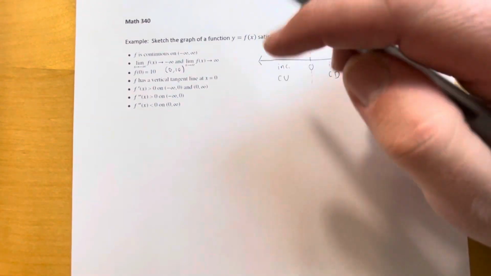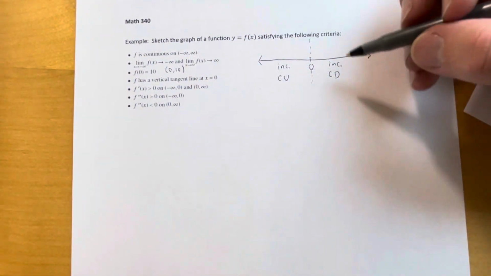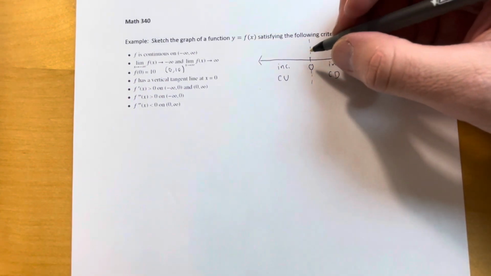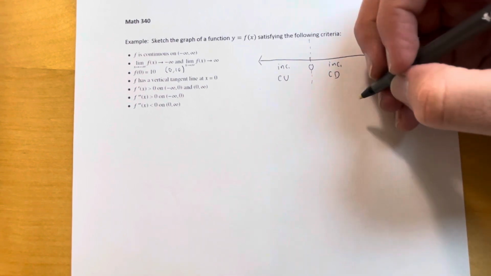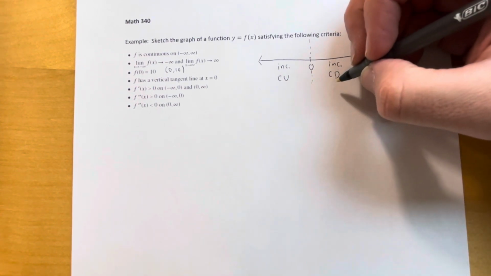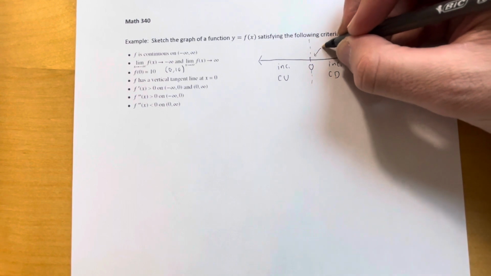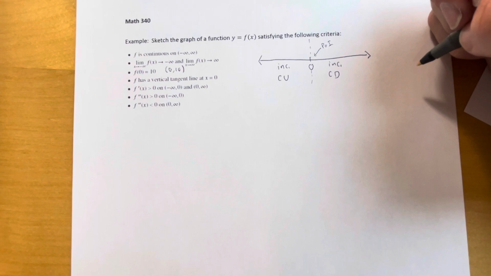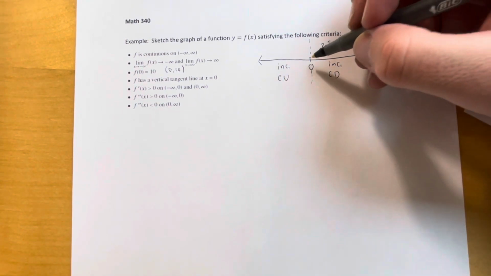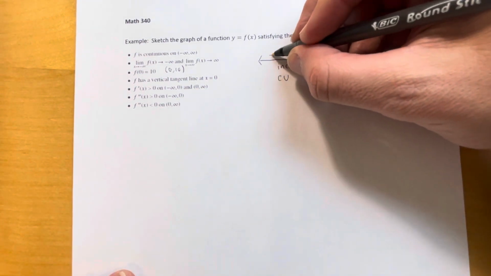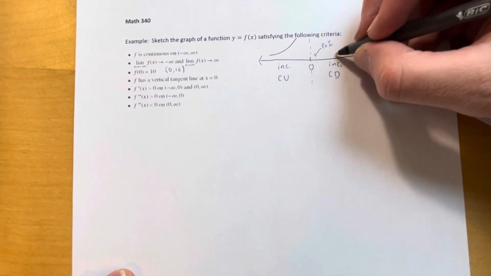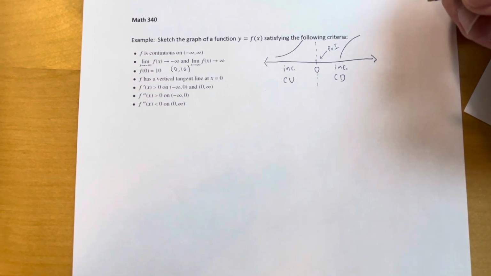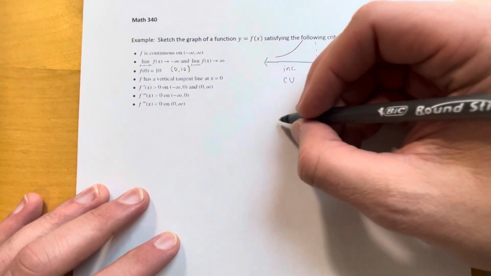Now remember, our function is defined everywhere because it's continuous everywhere. So 0 is not like a vertical asymptote or something like that. In fact, there would be a point there and our concavity changes. So that means we have a point of inflection at 0. Somewhere over here, there's a point of inflection. But we are also increasing the entire time. So let's think about what the shape of these curves would look like. Increasing, concave up, looks like that. Increasing, concave down, looks like that. Okay, so I think I have enough information to start sketching a graph.